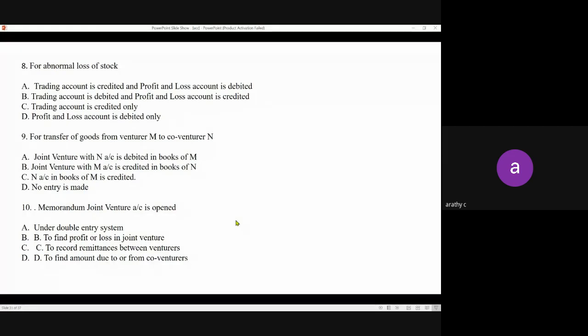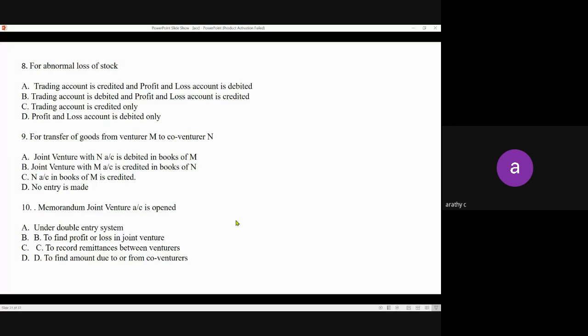Next eighth question, that is for abnormal loss of stock. Option A, trading account is credited and P&L account is debited. B, trading account is debited and P&L account is credited. C, trading account is credited only. And the last is P&L account is debited only. Which option is correct? Answer option A ആണ്. Trading account is credited and P&L account is debited.